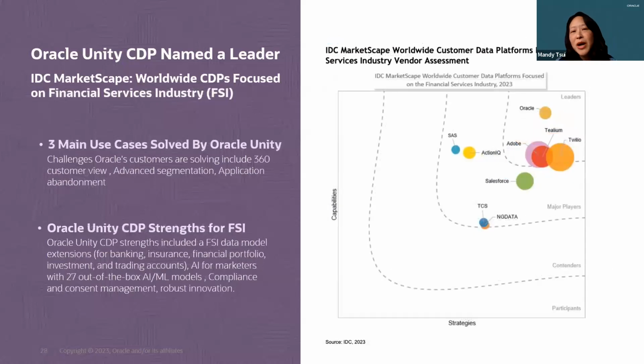The next report is also an IDC MarketScape report, but it was focused on the financial services industry. In this report, there are a couple of key use cases that they said Unity is good at helping customers solve. And we've walked through a lot of different case studies and marketing strategies, so I won't go into too much detail here, but you can always feel free to read up on this later. Some key things that they said is that Unity has a strength for the financial services industry because we have an extension for the data model for financial services, and we have all the out-of-the-box AI/ML capabilities. We can also help you with compliance and consent management.